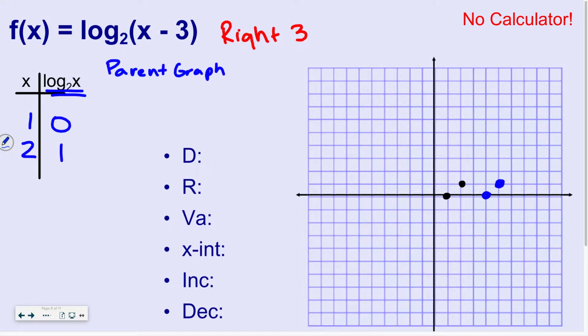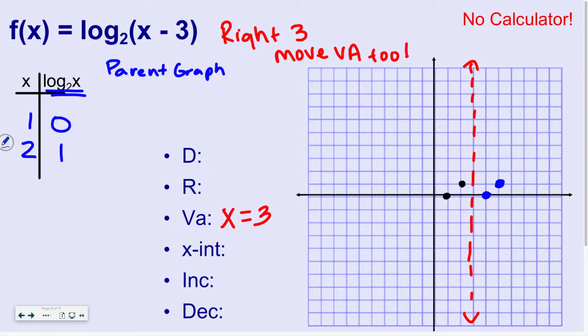What else is going to move right 3? The vertical asymptote. I'm sorry, I didn't hear that. Okay, vertical asymptote. So move the VA too. It used to be at x equals 0. Now it's moving right 3, so it's going to be at x equals 3. And I have fewer points here, right? I don't have all 4 of those points to help guide me.